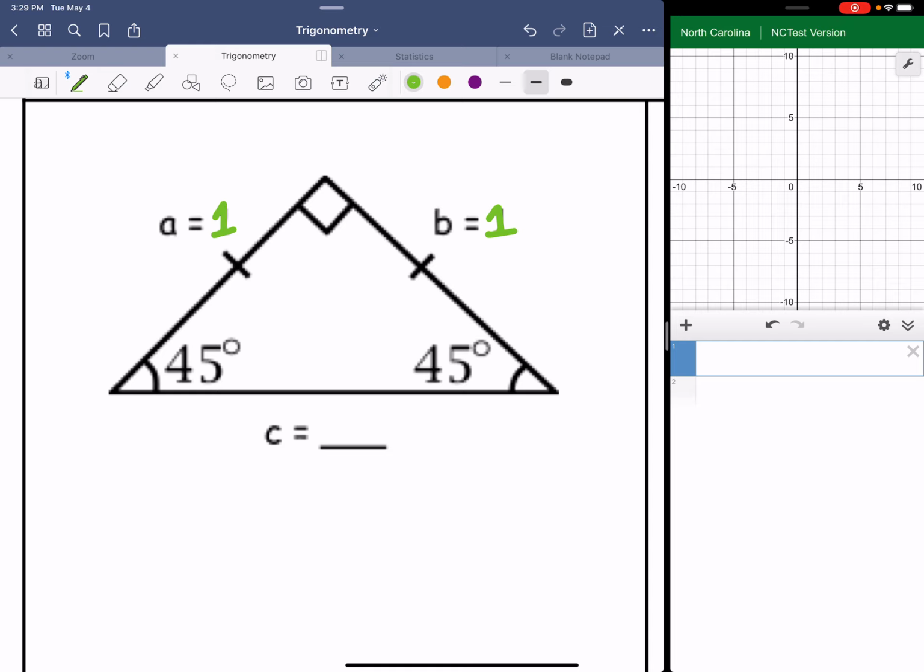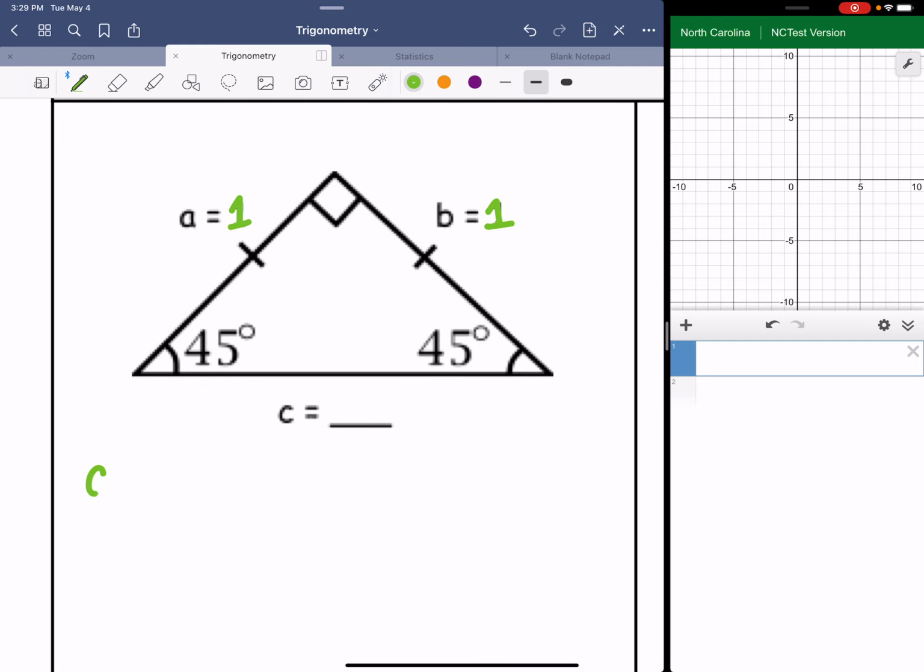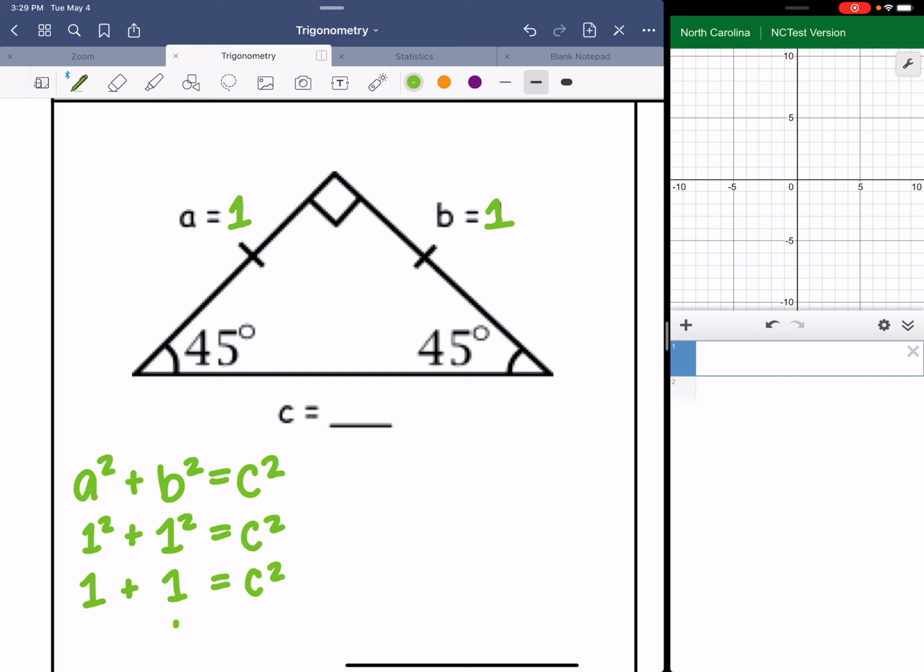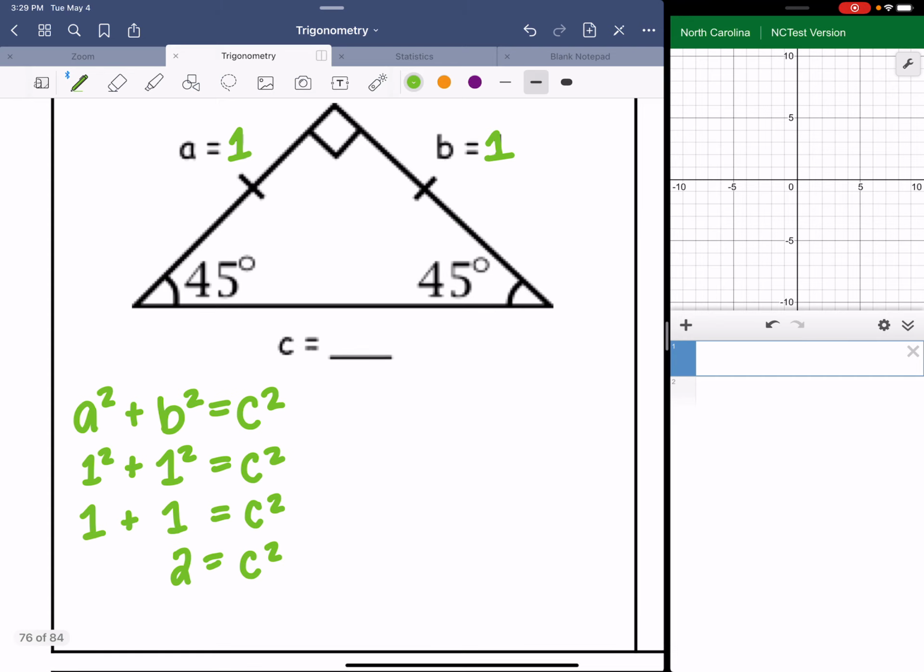Well, if we were to use the Pythagorean theorem, a squared plus b squared equals c squared. In order to find c, all we'd have to do is plug in a and b. We know that they are both 1, so that's 1 squared plus 1 squared equals c squared. 1 times 1 is 1, so we get 1 plus 1 equals c squared. So that's 2 equals c squared. And finally, take the square root on both sides. So the square root of 2 is c. So c is the square root of 2.